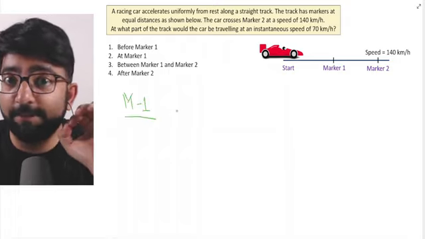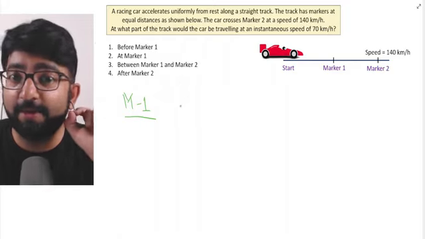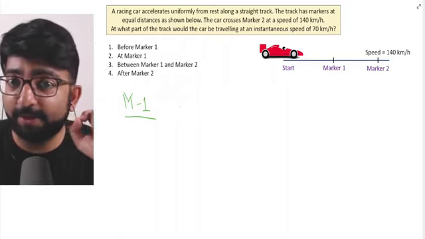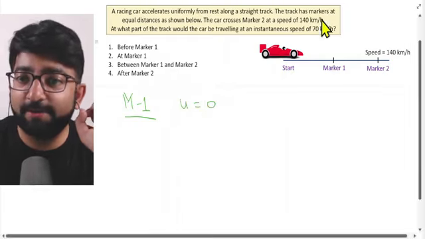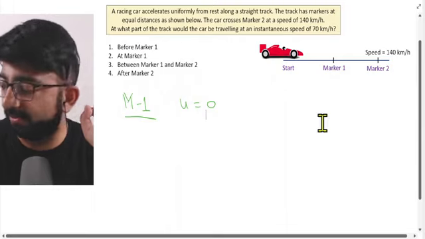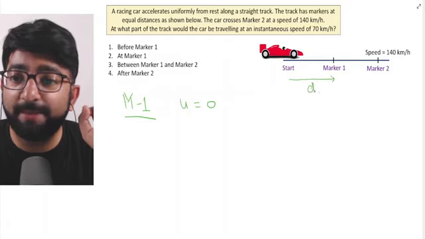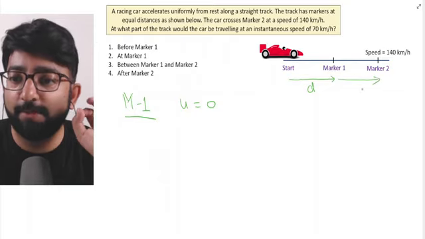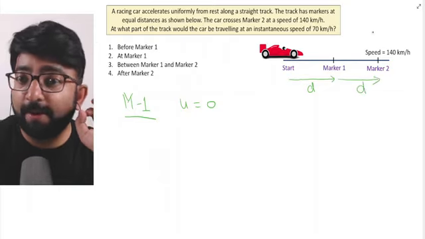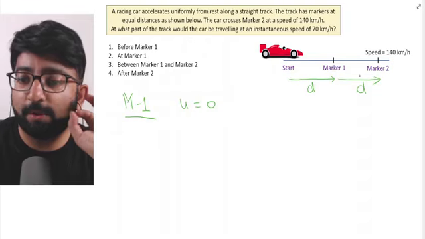So let us write down all the information which is given to us currently. It is saying the racing car is accelerating uniformly. So uniform acceleration is there. Initial speed is 0. And then the question has specified that the track has markers at equal distance. So now if I show from the start till the marker 1, let's say the distance be d. Then the distance from marker 1 to marker 2 will also be the same. That will also be equal to d. And now you can deduce from this figure that the car has traveled a total distance of 2d when the car is crossing marker 2.